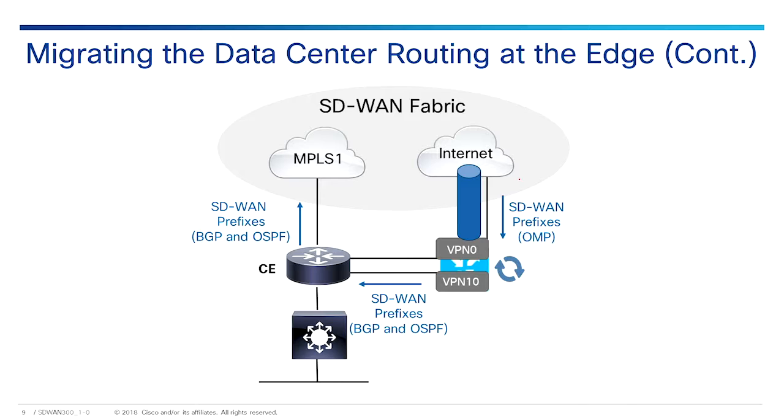SD-WAN prefixes are received from other SD-WAN sites through the tunnels and redistributed locally into the local site routing protocol on the service VPN. And the CE router is going to receive those routes and redistribute them to non-SD-WAN sites. Be also aware that we may need to add filters on the CE routers to prevent routing loops if we're doing the same migration at other sites at the same time.